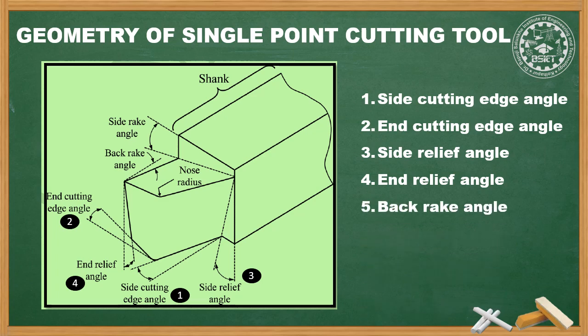Fifth, back rake angle. The angle between the face of tool and line parallel with base of tool. It is the angle which measures the slope of tool from the nose towards the rear. The last is side rake angle. The angle between the face of tool and a line parallel with the base of tool. It is the angle that measures the slope of tool face from the cutting edge.